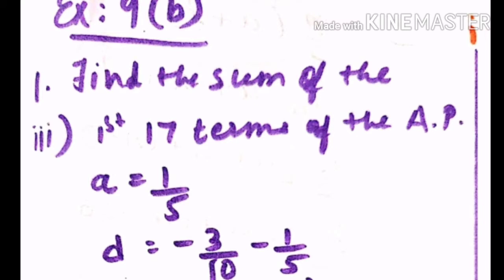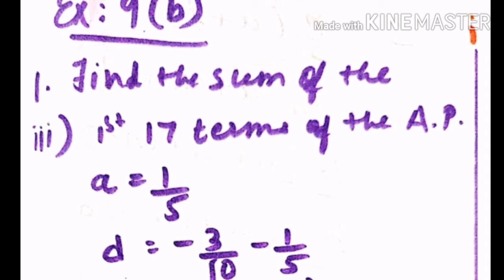The first question in exercise 9B is the find-the-sum type of questions, in which we are given different questions like find the sum of the first 15 terms, first 50 terms. Here I have taken question number 3, in which we find the sum of the first 17 terms of the AP. Here you are already given the AP 1 by 5, minus 3 by 10, minus 4 by 5 and so on. So from that, first of all we write our first term, that is a.